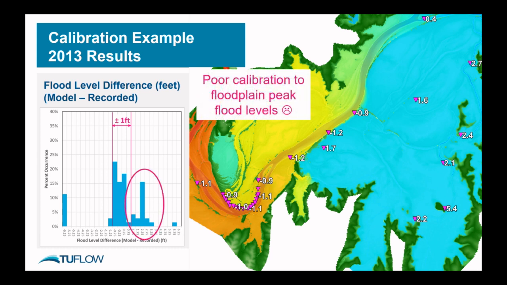The histogram style of reporting is actually a good way to identify general trends such as this. And then once you know there's a general issue with your model, you can zoom in and isolate the particular location where it's occurring.